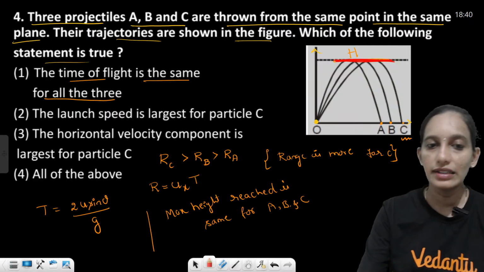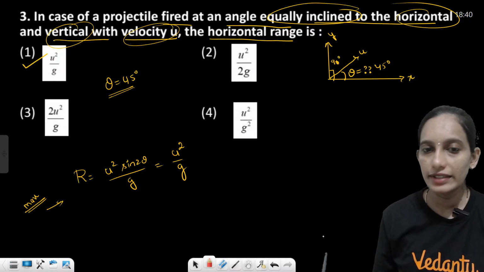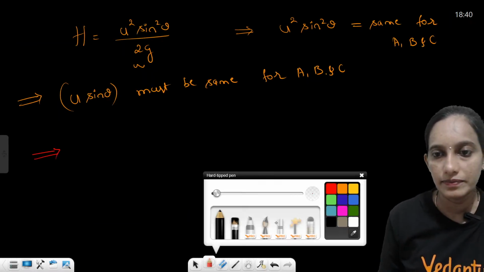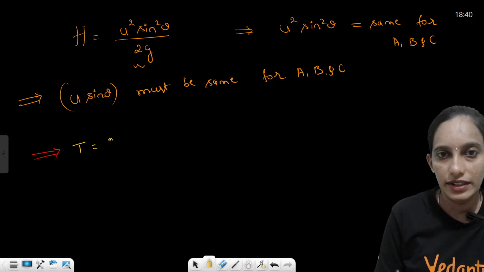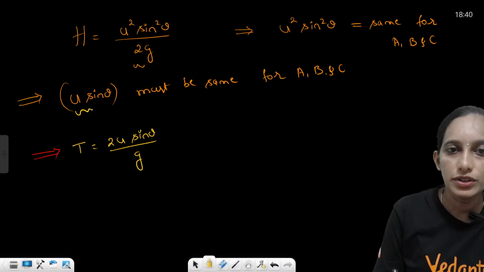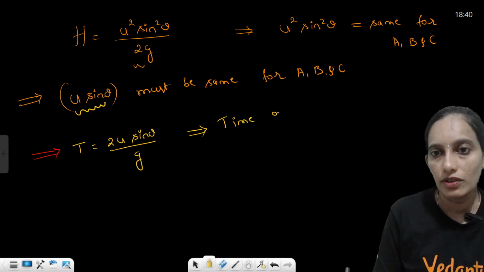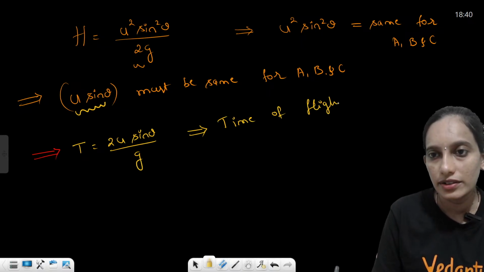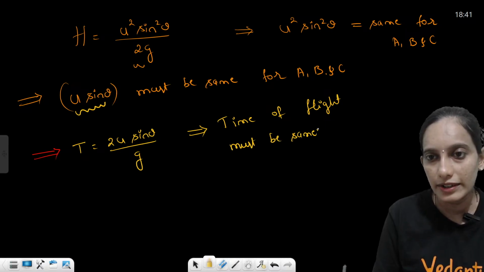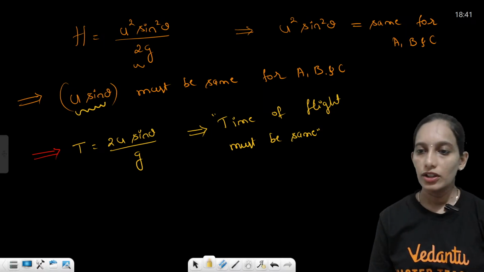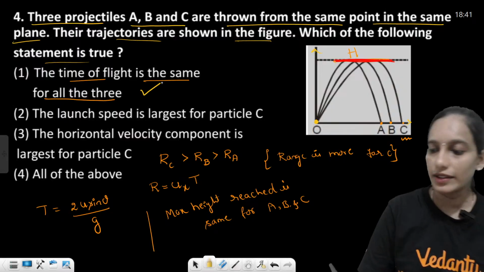So now if we take the time of flight, u sin theta is what we have, that implies time of flight t is equal to 2u sin theta by g. So now u sin theta is the same, which means we can also tell that the time of flight must be the same. Hope you agree. Time of flight must be the same. Okay. So what can we say here? This statement is correct. Hope you got this point.